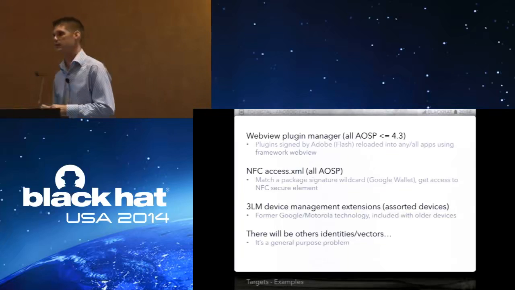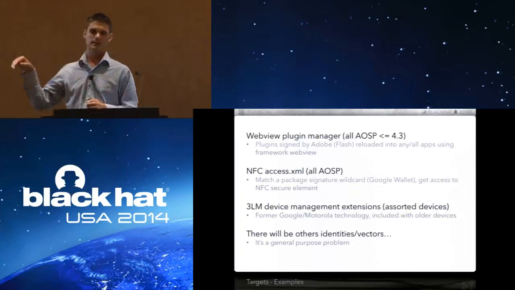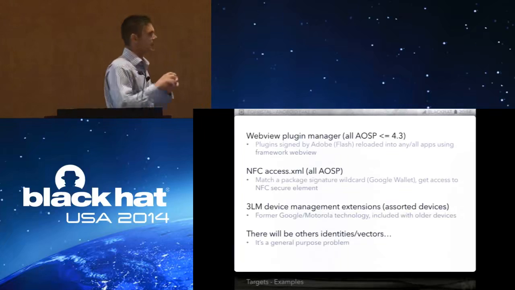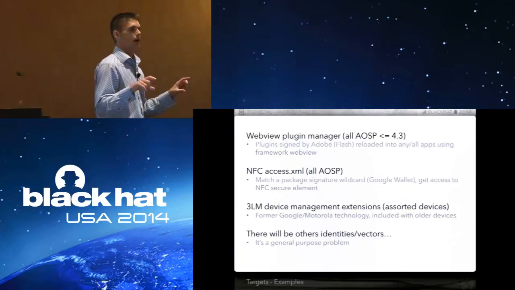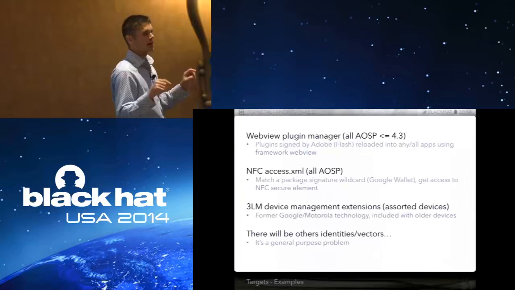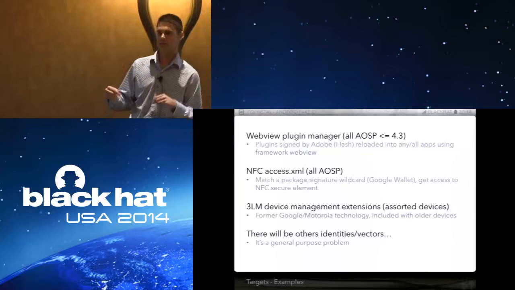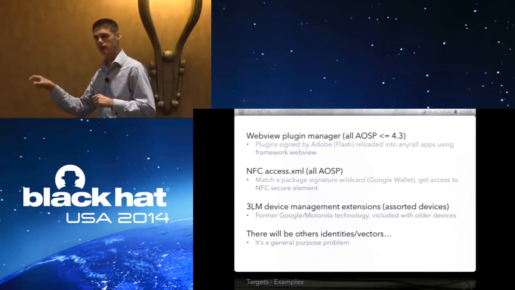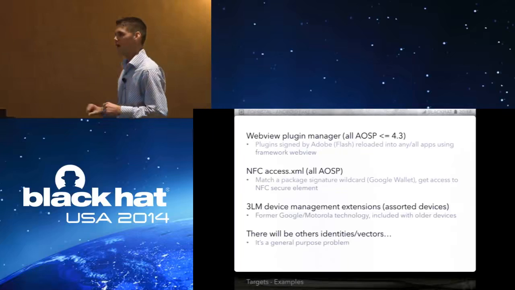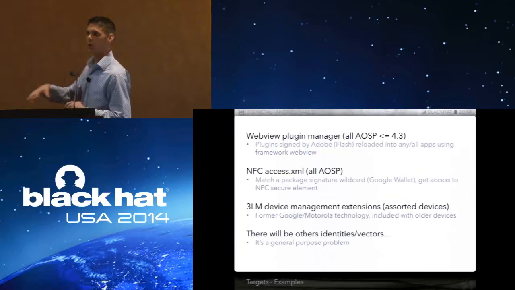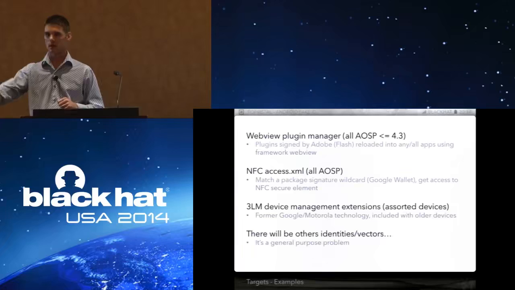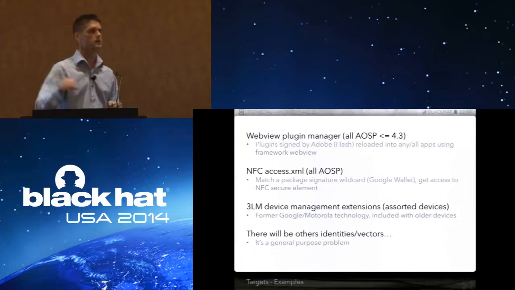Some other ones, great example, NFC access. There's basically a little firewall on what apps are allowed to access the NFC secure element, the little secure piece of hardware for NFC-equipped devices. The secure element is what Google Wallet would use for your wireless credit card sales, point of contact type stuff.